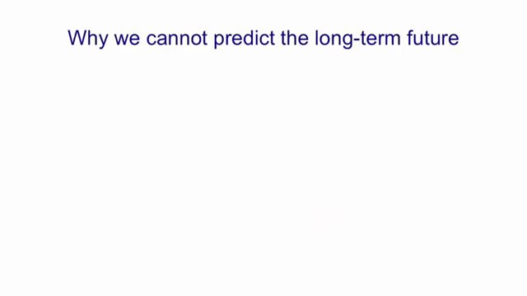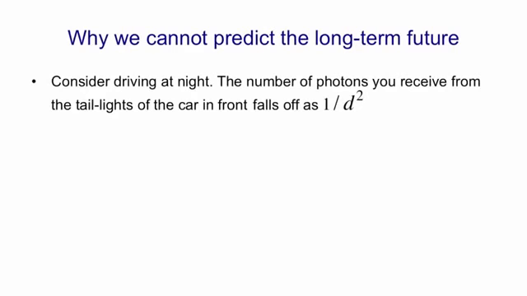Imagine you're driving a car at night and you're looking at the tail lights of the car in front. The number of photons that you receive from the tail lights of the car in front falls off as 1 over d squared, where d is the distance to the car in front. That's assuming that the air is clear. But now suppose there's fog.